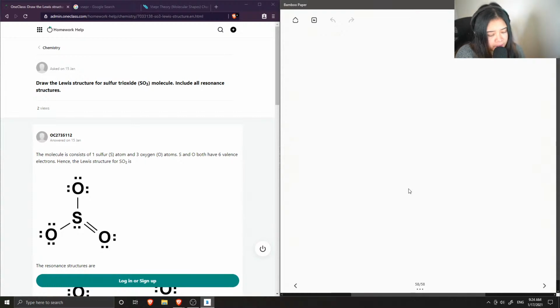Okay, so question number 6 is to draw the Lewis structure for sulfur trioxide. Include all resonance structures.